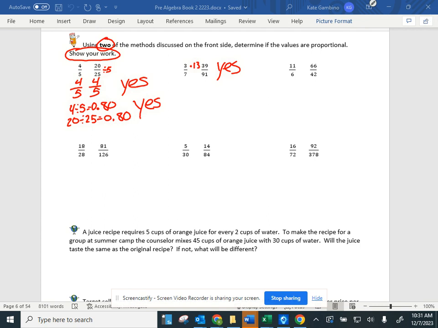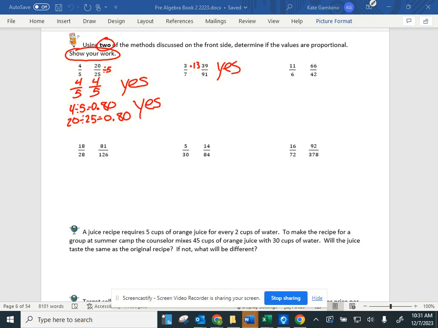Then we have some word problems on the bottom. You need to look and make sure that you know what the actual question is asking. Yes, we're working with proportions, but then answer the question and make sure you're answering it correctly. Because it's not going to be, is this a proportion? There's going to be more to it. Okay, so make sure you're answering the question. Any questions on today's assignment?